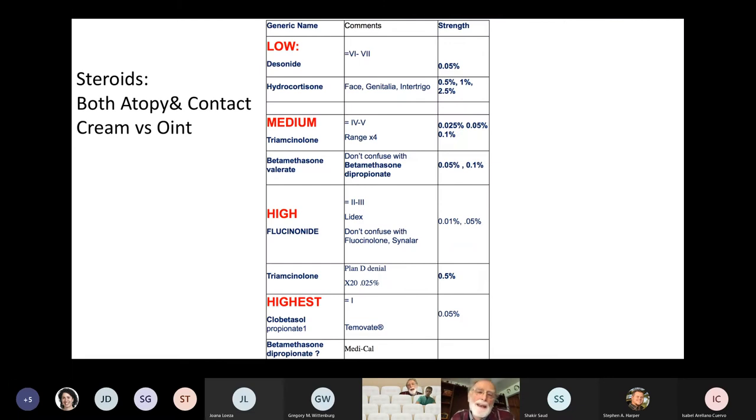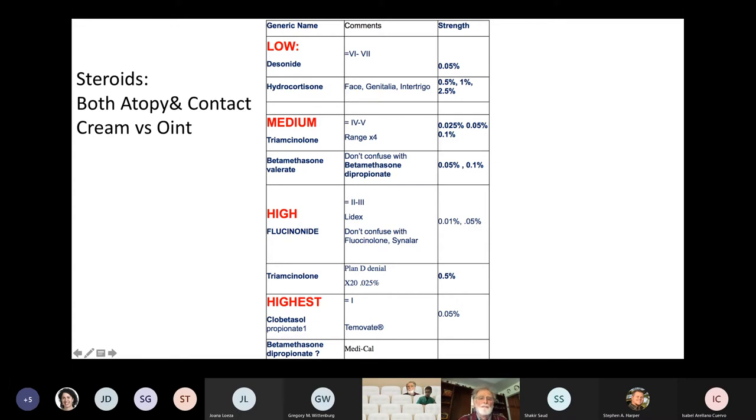Now, what can we add? So this is my simplified version of steroids. There are really complex categories of steroids. And instead of having four categories, they have seven and unhelpfully use Roman numerals. And I hate it. So for me, I have this simple diagram. I have two candidates for each level.